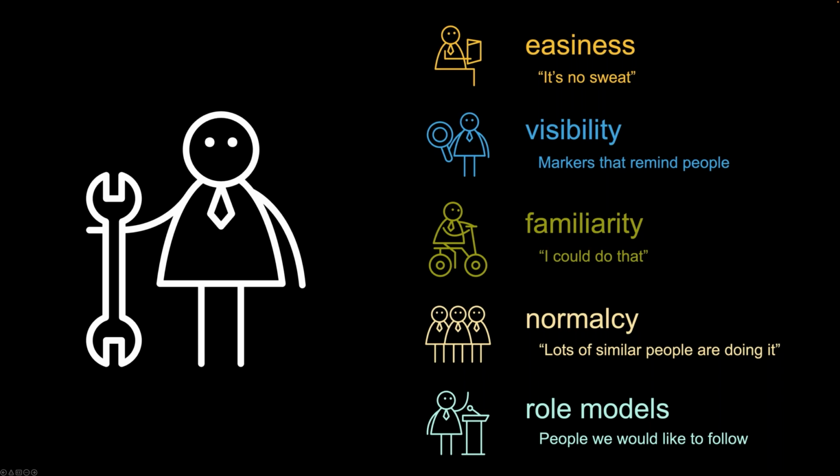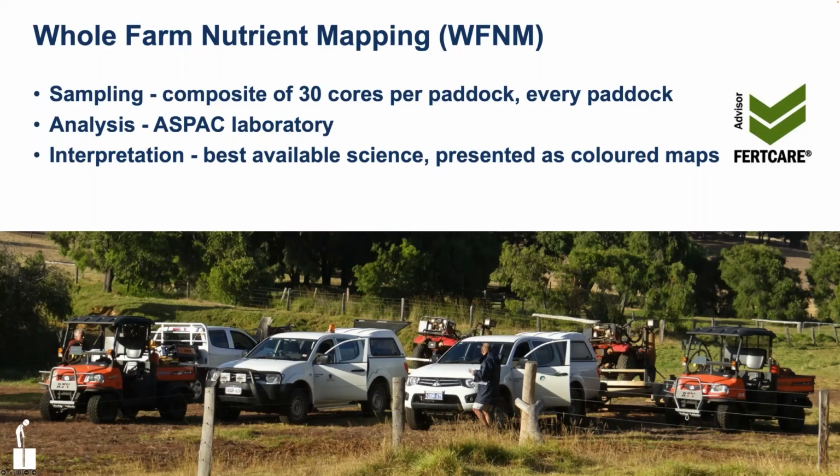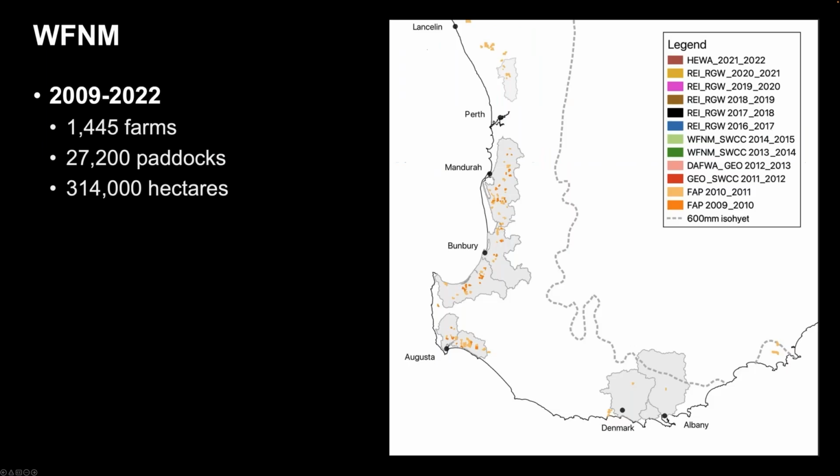So the first of these is the whole farm nutrient mapping program, where we go out to farms where farmers have enrolled in the program. We sample every paddock on the farm according to FertCare principles, have the data analysed and interpret the data with best available science and present it as coloured maps. This is an activity that we've been doing for over a dozen years now, since 2009, and we've covered a lot of farms, sampled a lot of paddocks and a lot of ground in that time. But that's taken us about 12 years to do.